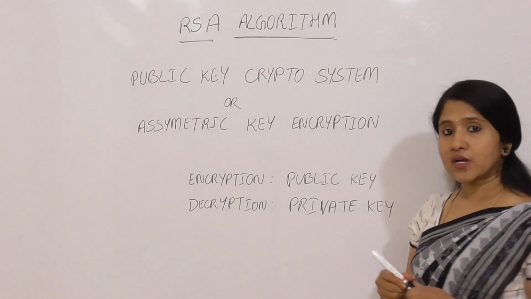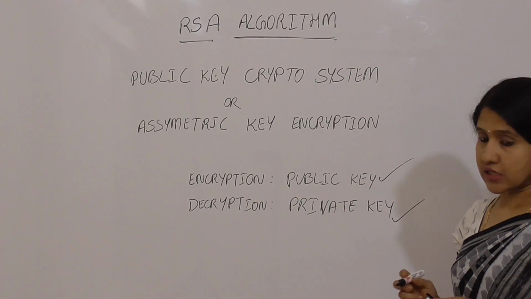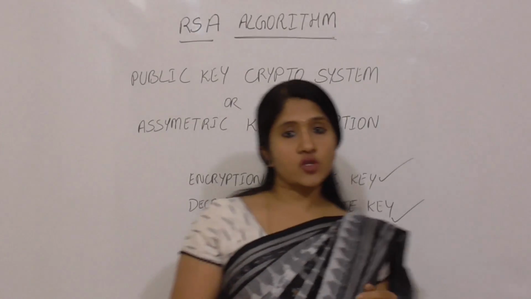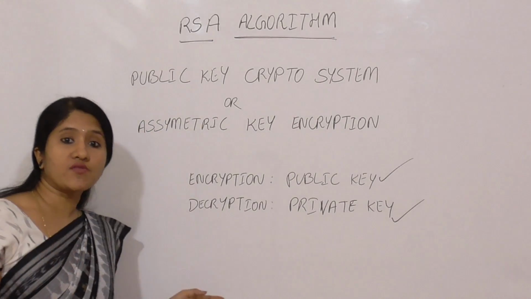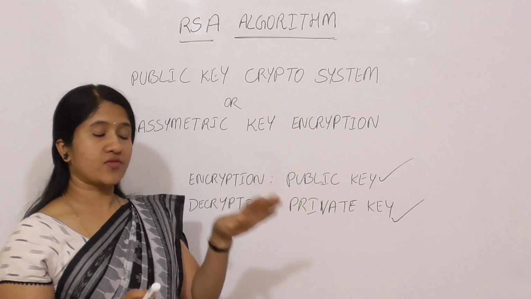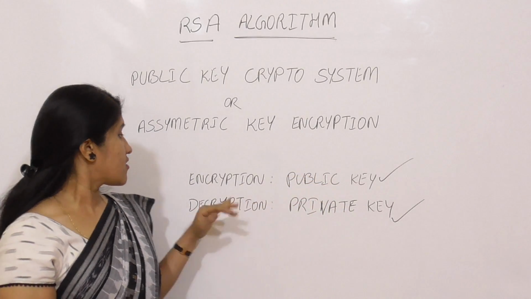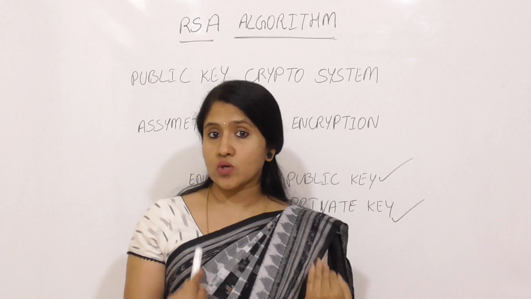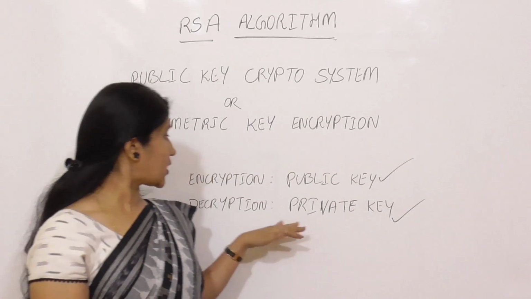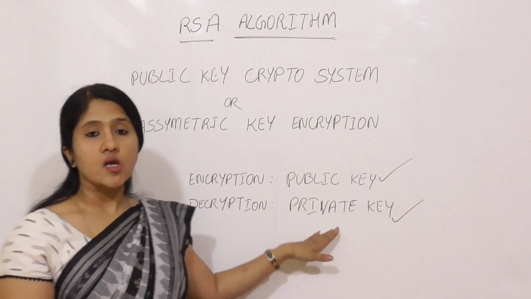So we use two different keys, known as the public key and the private key. Encryption will always be done using the public key, which everyone will know. In a network everyone knows the public key, that's why it is called public. Whereas decryption uses the private key, which only the person decoding should know. So decryption will be done using the private key.